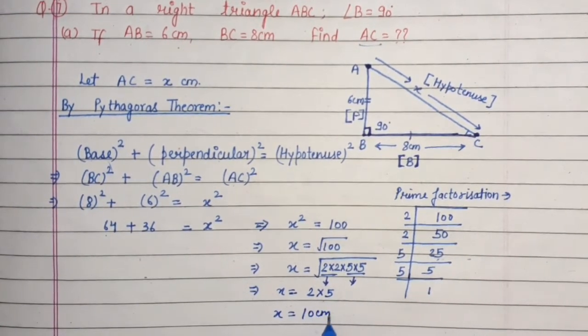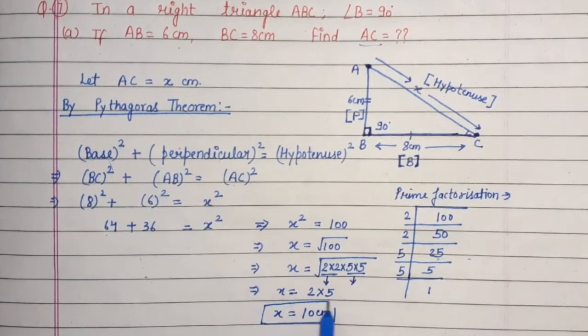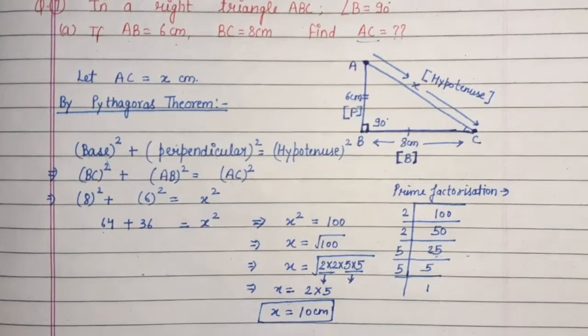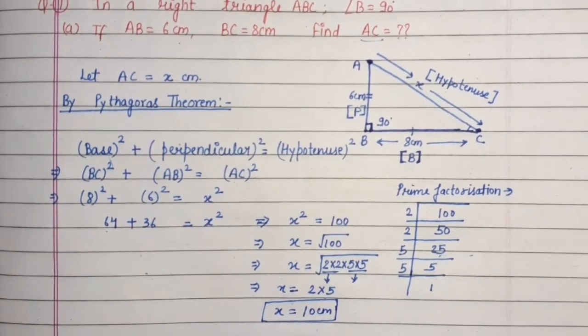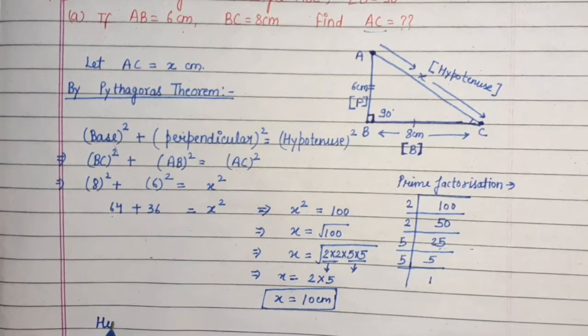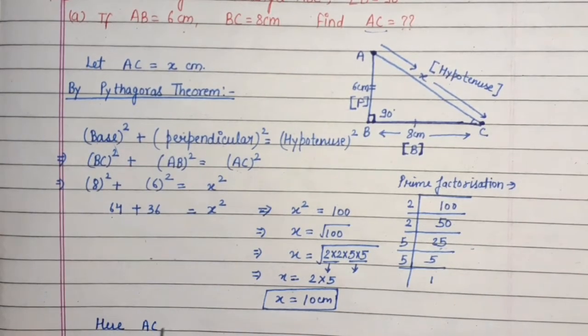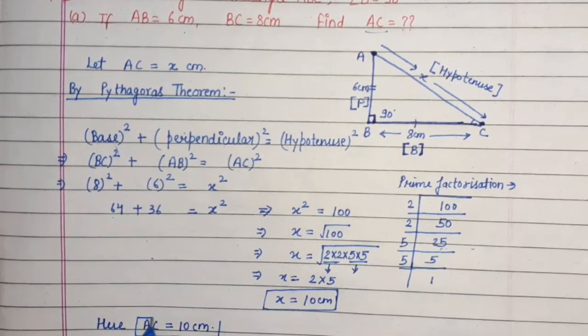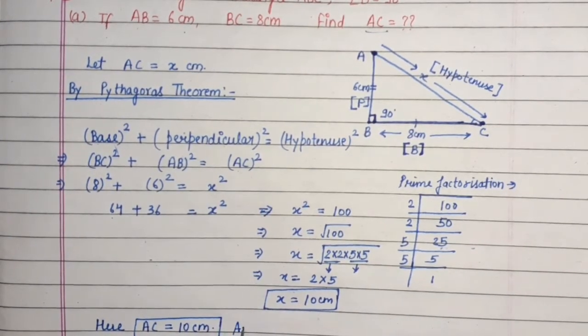10 centimeter. So check, this 10 is greater than 6 and 8, isn't it. Hypotenuse is always greater. Here you can write the statement. Here AC is equals to 10 centimeter. This is our answer.